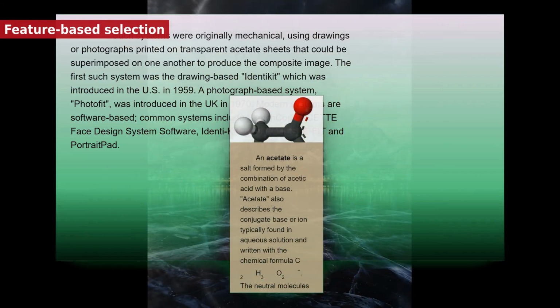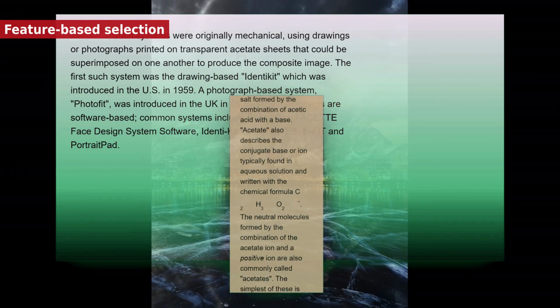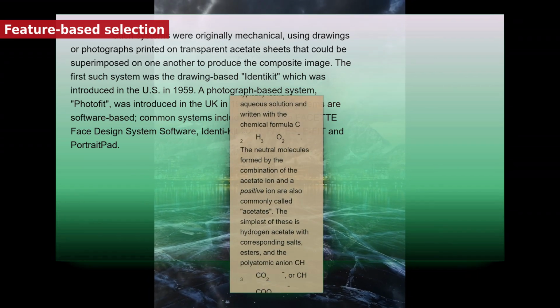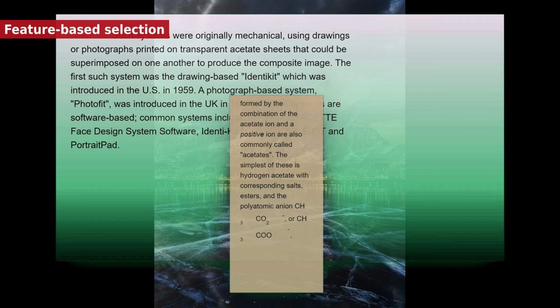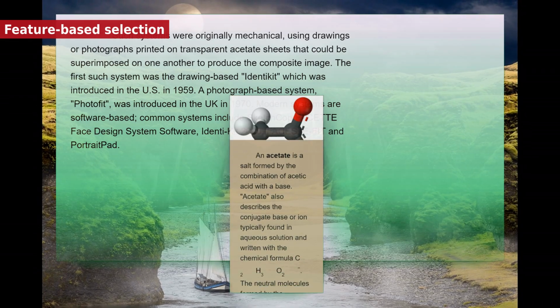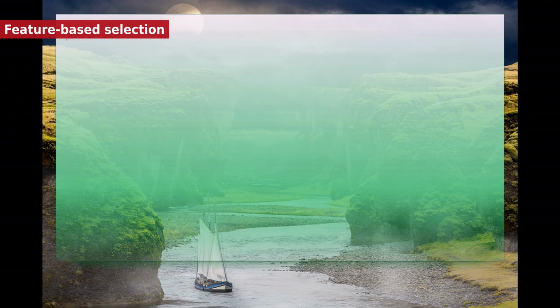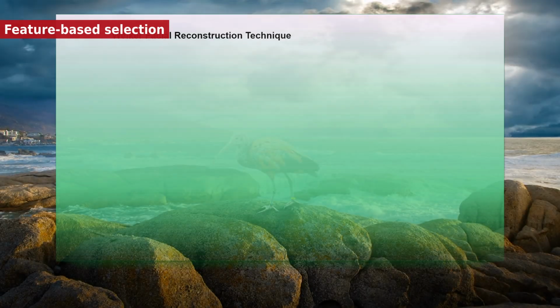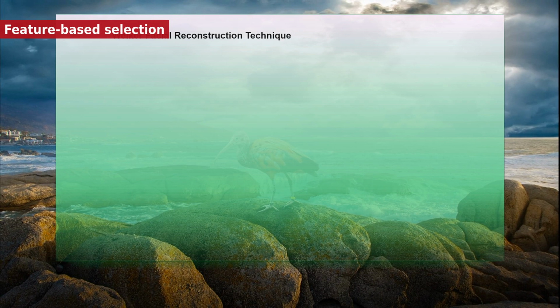The first such system was the drawing-based Identikit, which was introduced in the U.S. in 1959. A photograph-based system, PhotoFit, was introduced in the UK in 1970. Modern systems are software-based. Common systems include SketchCop, Facette Face Design System Software, Identikit 2000, Faces, eFit and PortraitPad.